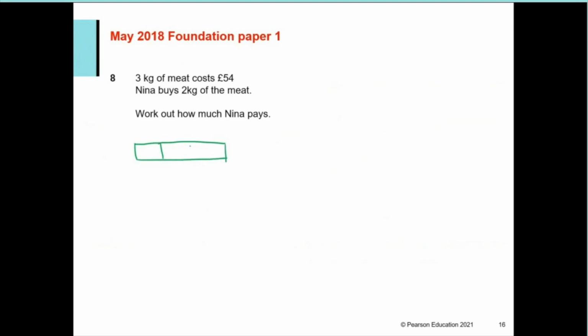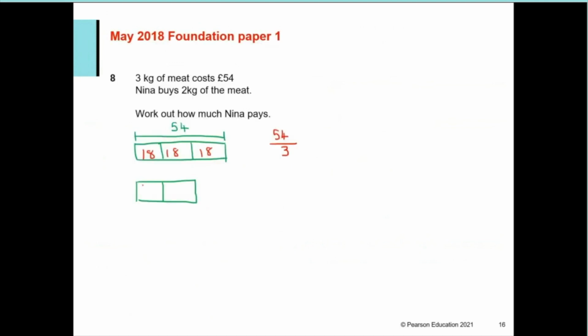But again, if we think about what that's representing, we've got 3 kilograms. So let's show each one of those can be a kilogram. And that costs £54. And if we want to work out how much 2 boxes are worth, what we're going to have to do first, okay, so I've got 54 divided by 3, which is 18. So every box is worth 18. And then I can work out how much she's going to pay for the 2 kilograms of meat.